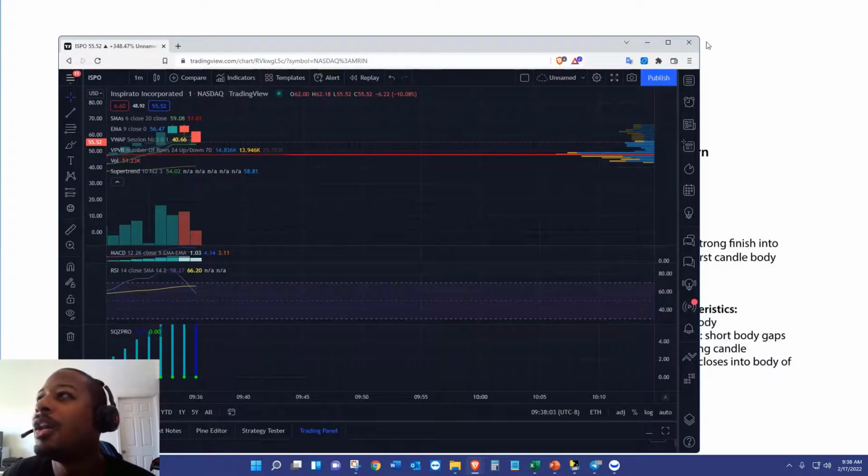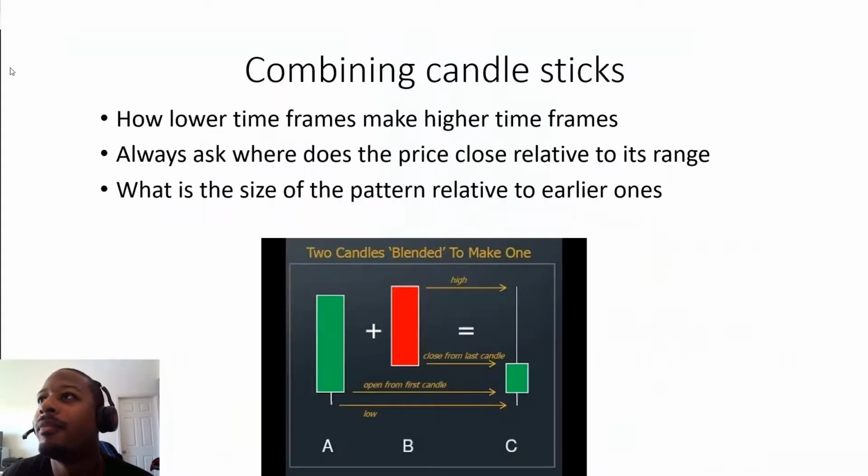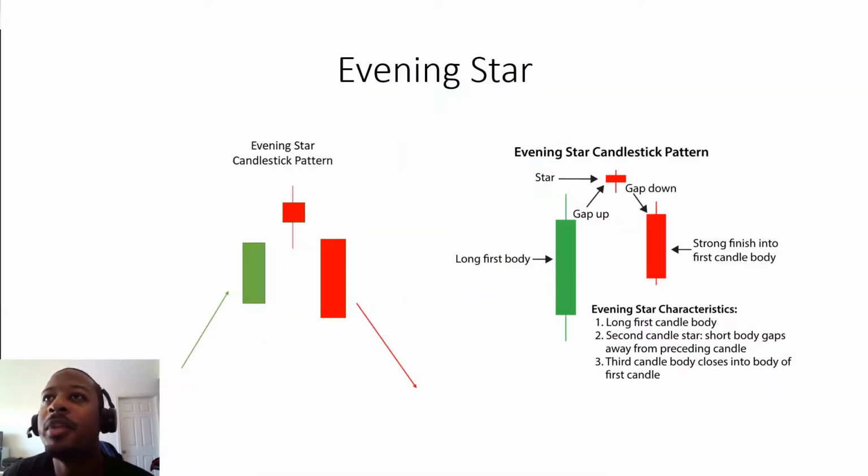But anyways, let me move that out of the way. Sorry. Evening star, that's where we're at. So that's pretty much what an evening star looks like. It's been an uptrend, and typically a doji there, and then a long engulfing candle. Pretty easy to spot. Boom, boom, boom. That kind of breaks it down for you.